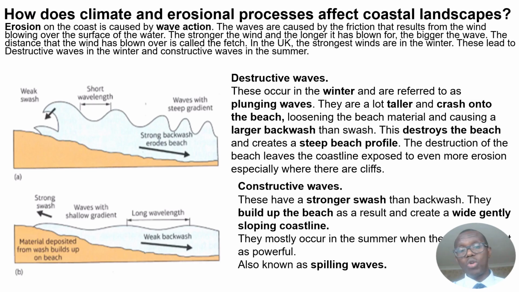And when talking about waves, waves are caused by the friction that results from wind blowing over the surface of the water. Now, that friction is what creates small ripples, which eventually turn into waves. And the stronger the wind and the longer it has blown for, then the bigger the wave is going to be. So the distance that the wind has blown over is normally referred to as the fetch. And obviously, the longer the fetch, then the bigger the wave.